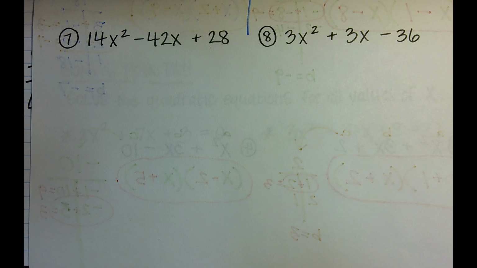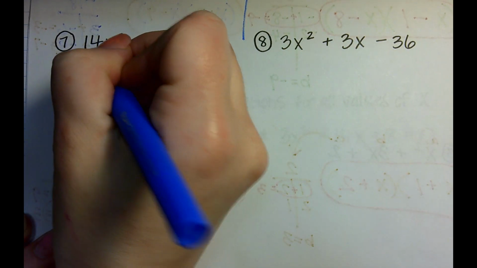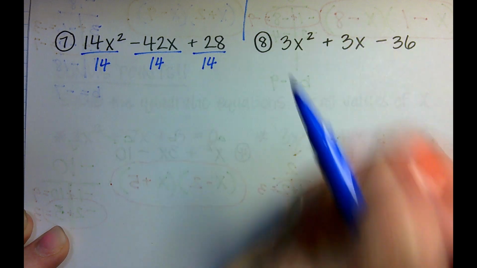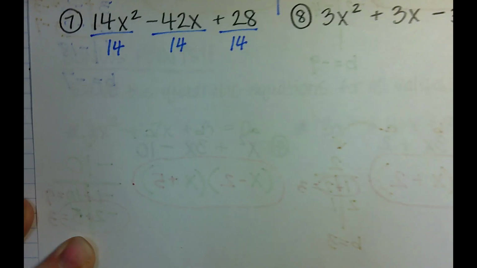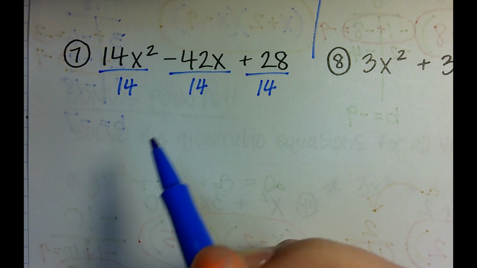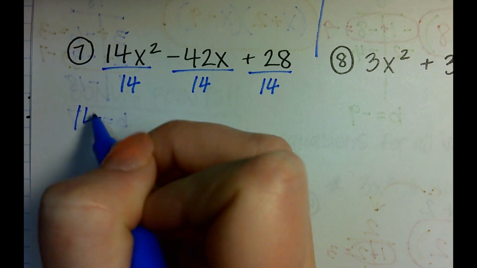Okay, so number 7. 14x squared minus 42x plus 28. What should I do first? Divide it by 14. Let's see if we can divide by 14. Can we? We can. Okay, let's do it. So if I divide everything by 14, how does the next step look? What am I doing next? 14 before the parentheses. Perfect.